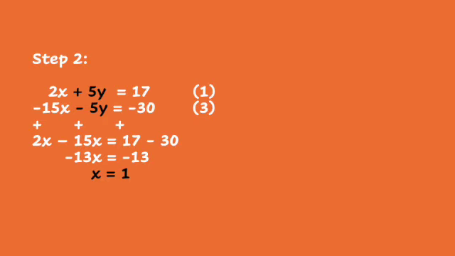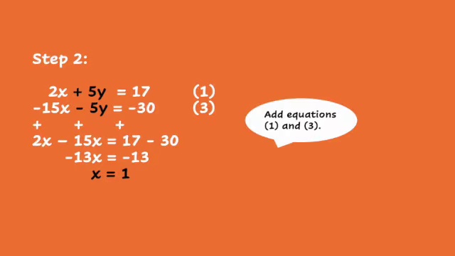In the next step, we just add equation 1 and equation 3, and when we do that, we are able to cancel the coefficients of y. So we are doing it here. Negative 5y and positive 5y get cancelled. We are left with 2x minus 15x equal to 17 minus 30. So we get minus 13x equal to minus 13. Now dividing both the sides by minus 13, we get x equal to 1.